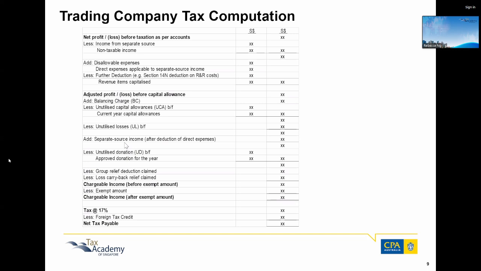For the year of assessment 2023, we will have the exempt amount of 102,500 to arrive at the chargeable income after exempt amount. This chargeable income will be taxed at 17%. Thereafter, we will deduct any foreign tax credit. That means those foreign source income that has been subject to tax in other countries and also subject to tax in Singapore here. This is also known as double taxation relief, and we arrive at the net tax payable.